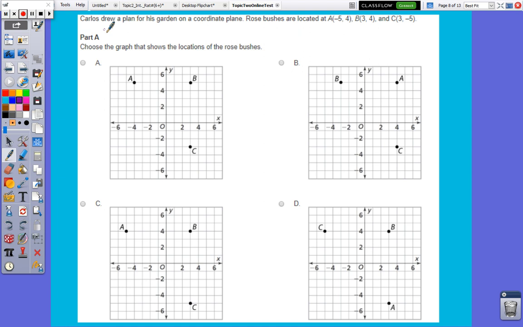It says, Carlos drew a plan for his garden on a coordinate plane. Rose bushes are located at (-5, 4), (3, 4), and (3, -5). Choose the graph that shows locations of these rose bushes.